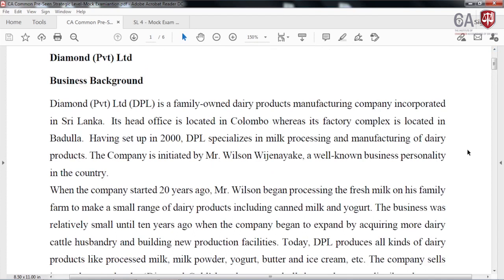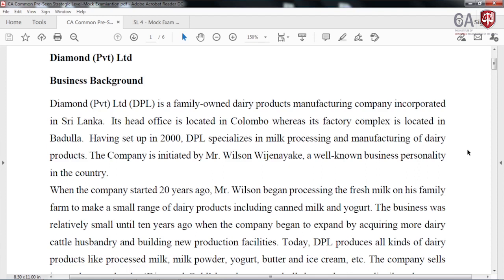So, look at the second para. When the company started 20 years ago, Mr. Wilson began processing fresh milk on his family farm to make a small range of dairy products, including canned milk and yogurt. The company was started 20 years ago. So, Mr. Wilson began processing the fresh milk on his family farm to make a small range of dairy products, including canned milk and yogurt.